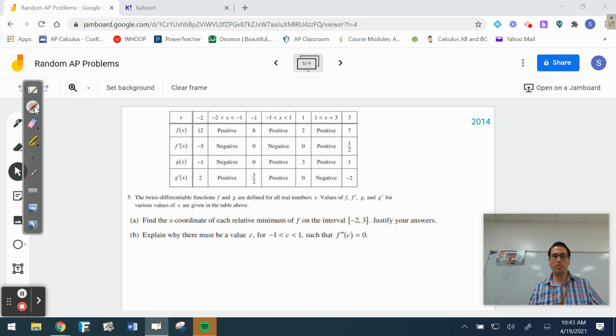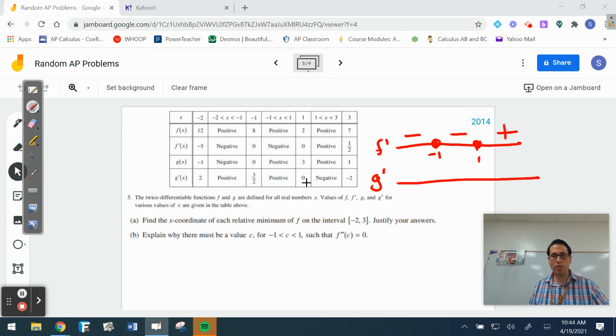I know when I had you do these in class, I always wanted you to do a little sign analysis. So for example, even before I do this problem, I'm going to do a little f prime sign analysis. I have a critical point because f prime is 0 at -1 and at 1. It's negative here, then negative here, and then positive there. Then I'm going to do another one for g prime, and I bet I'm going to have to use this. The only critical point for that happens at 1. There's my critical point right there. It's all positives, and then that's negative.